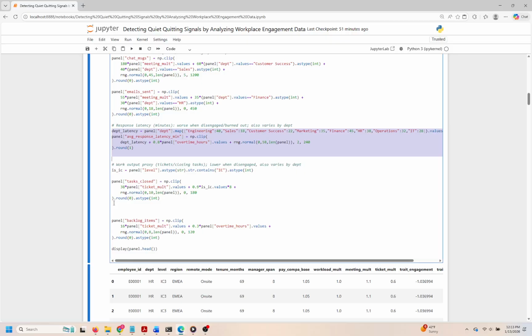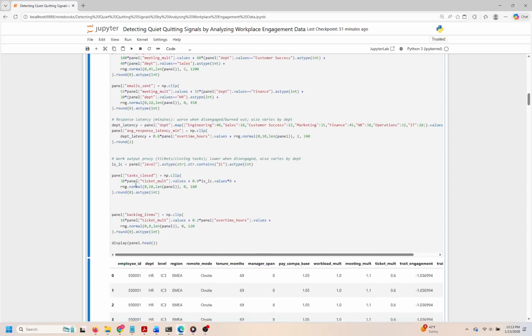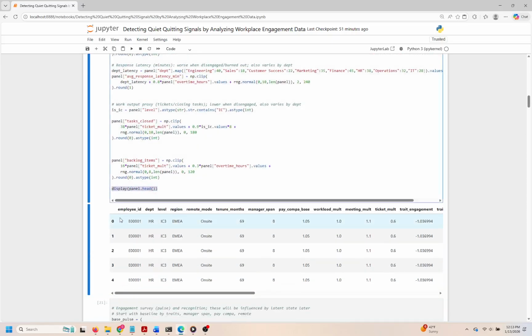As we wrap this cell, we set the stage for the next one, where we'll take this rich data set and analyze the relationships among these various factors to draw meaningful conclusions about employee performance and engagement.